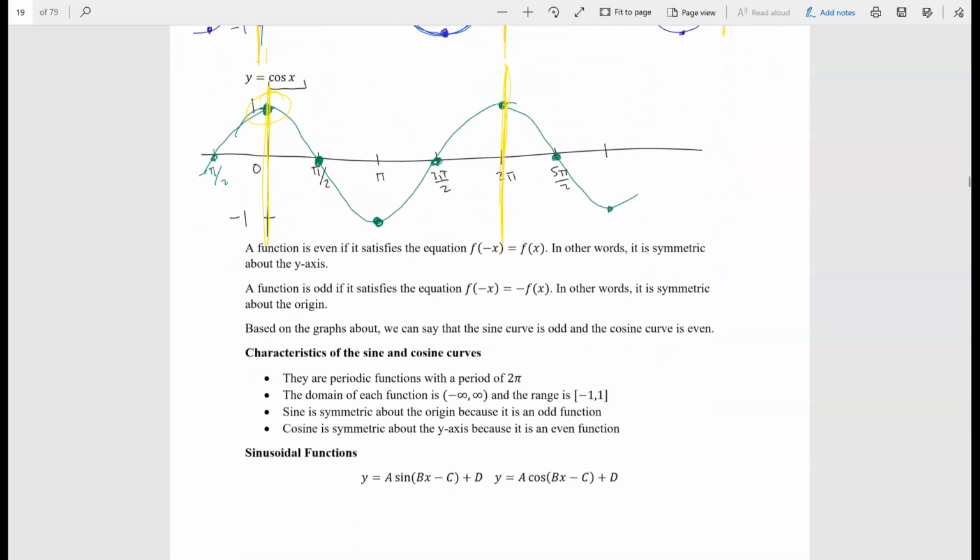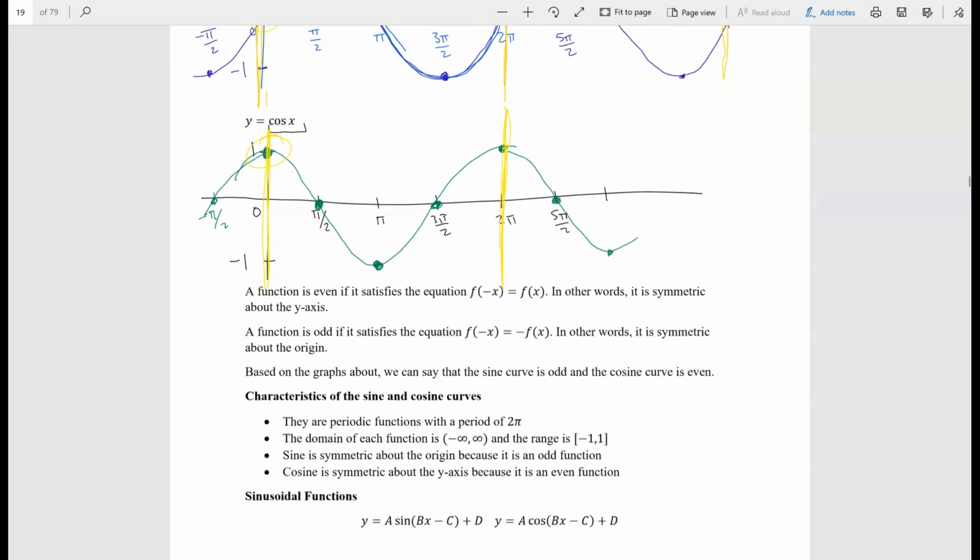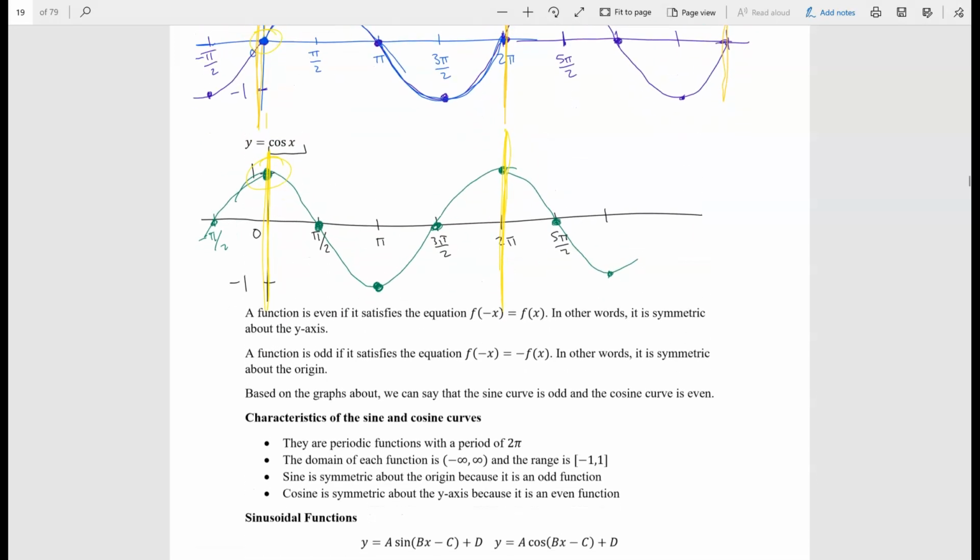I wrote down a couple of characteristics. For example, let me look at the cosine curve. You can see that it's symmetrical, because if you look at the middle of the y-axis, at -pi over 2 and pi over 2, you have a mirror image. This one mirrors this one. So the cosine function is symmetric about the y-axis.